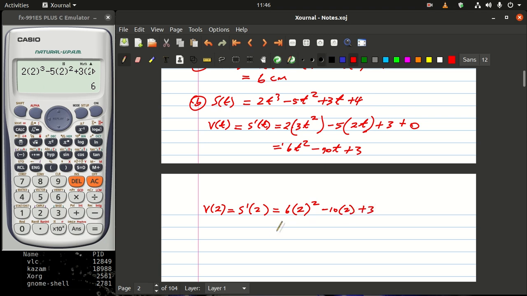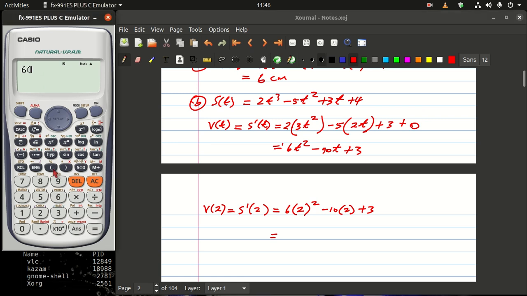And then I plus a 3. So the answer that I'm looking for here is actually going to be a 6, and then I have a 2, and then I square it up, and then I'm going to say minus, and then I'm going to have a 10, and then I'm going to multiply it by a 2, and then I'm going to add in a 3 there, and then of course this is going to be 7.